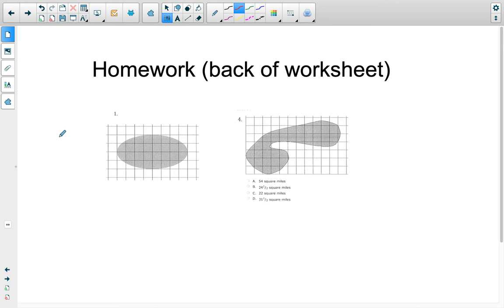Okay, these are on the back of your worksheet. So as we go through here, decide if it's half, just a little bit, or not at all. The square won't count at all. This one I probably count as half.